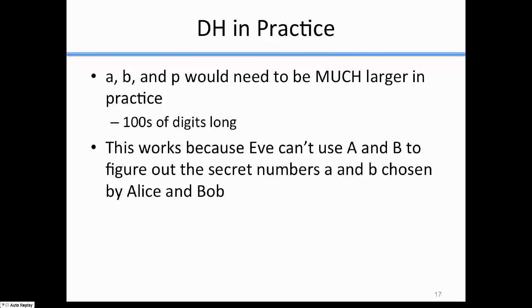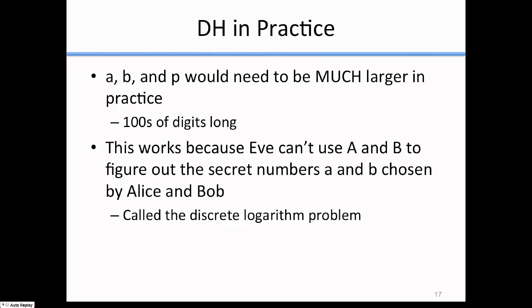And the reason that this works is because Eve can't use A and B to figure out the secret numbers lowercase a and lowercase b that were chosen by Alice and Bob. So capital A and capital B are public, little a and little b are private, and Eve cannot determine the private numbers.